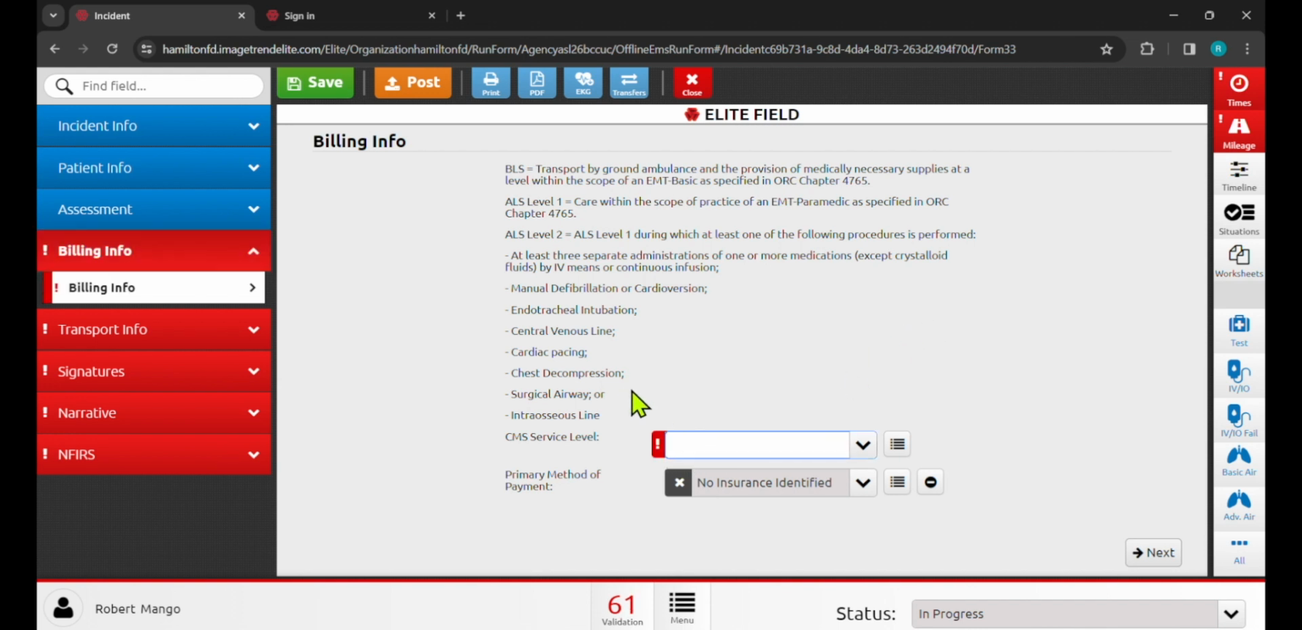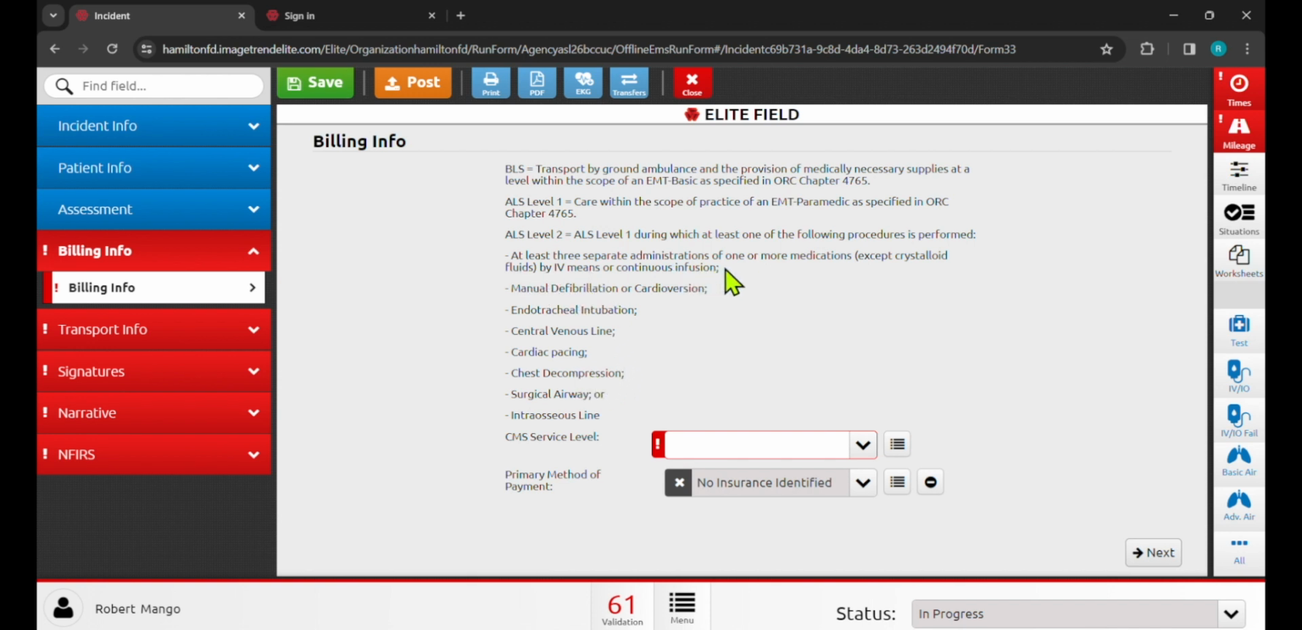ALS2, the easy way to think about it, ALS2 are the ones that go to hell in a handbasket, pardon my language. So your cardiac, or anytime you do any of these skills right here, automatic ALS2. Your cardiac arrests, automatic ALS2. Why? Well, we probably intubated them. We probably defibrillated them.